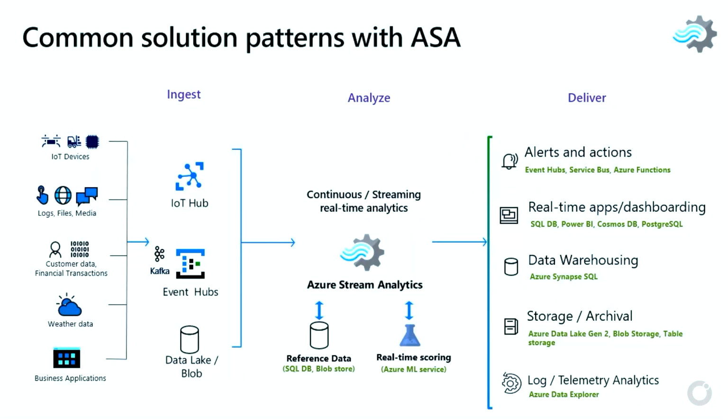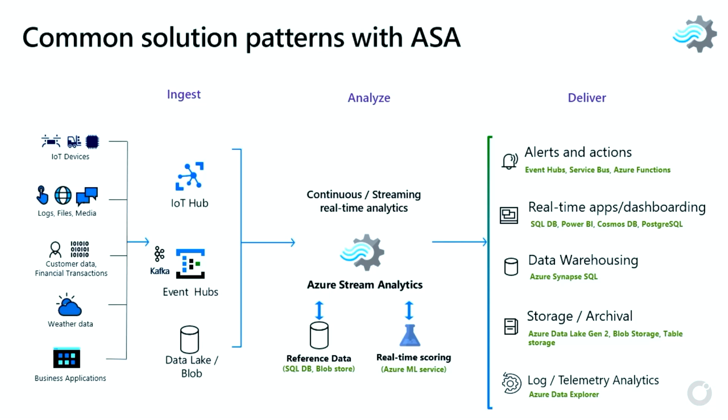So this is very high-level architecture of what ASA or Azure Stream Analytics is. On the left side, we ingest from 3 inputs. They're called inputs because that's where we get the events from. One is IoT Hub, another one is Event Hub, and third is Data Lake or Blob. And while analyzing that real-time data, you can always bring in your reference data in the form of SQLDB or Blob. And you can also bring Azure ML services. It's a very common scenario across multiple customers today.